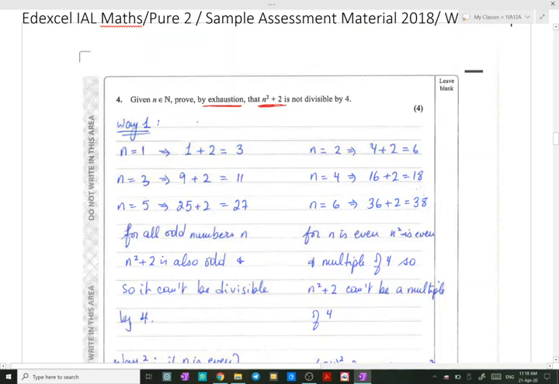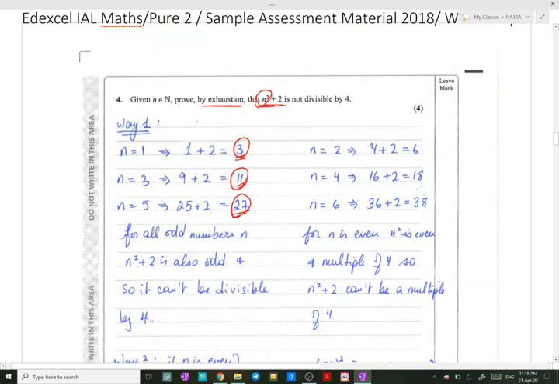N equals 1. If you replace it here, you're going to get the answer 3, and 3 is not divisible by 4. N equals 3, you replace it in the expression, so it's 9 plus 2 equals 11, where 11 is not divisible by 4. Also, n equals 5, it's 25 plus 2, which is equal to 27, which is not divisible by 4. So for exhausting the odd numbers, you notice that the answers are not divisible by 4.